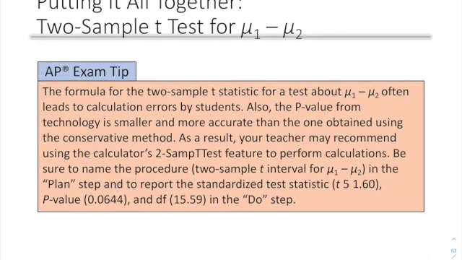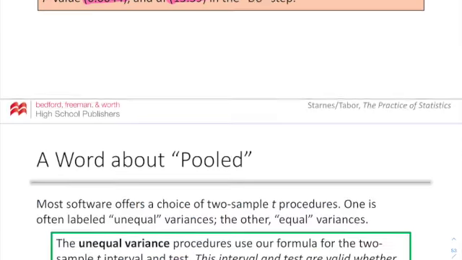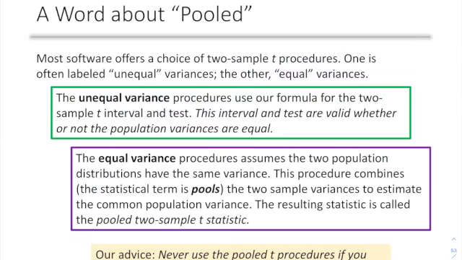The formula for the two-sample t-statistic for a test about the difference in means often leads to calculation errors by students. Also, the p-value from technology is smaller and more accurate than the one obtained using the conservative method. As a result, your teacher may recommend using the calculator's two-sample t feature to perform calculations. Remember, if you're using your calculator, you must name the test, give the test statistic value, the p-value, and the degrees of freedom. We talked about pooled when we were doing proportions, but we're not using pooled whenever we're doing averages. It is only for doing proportions on a significance test.